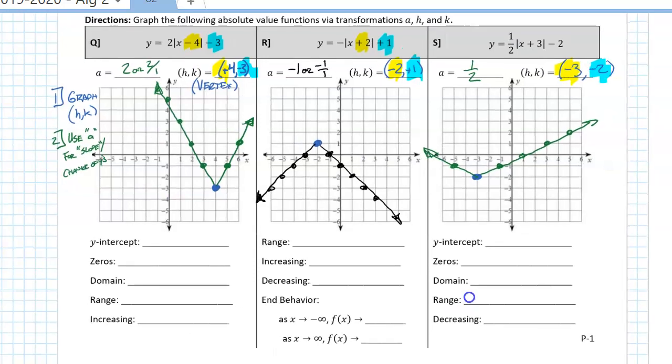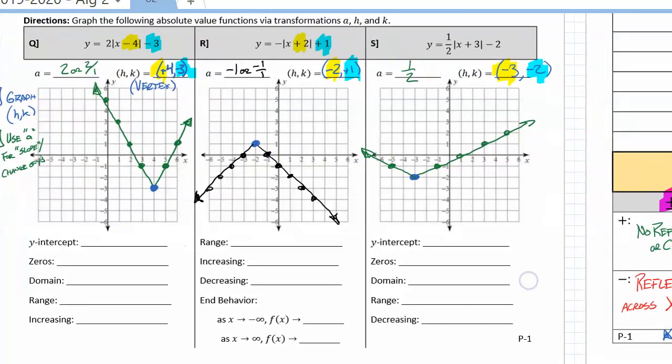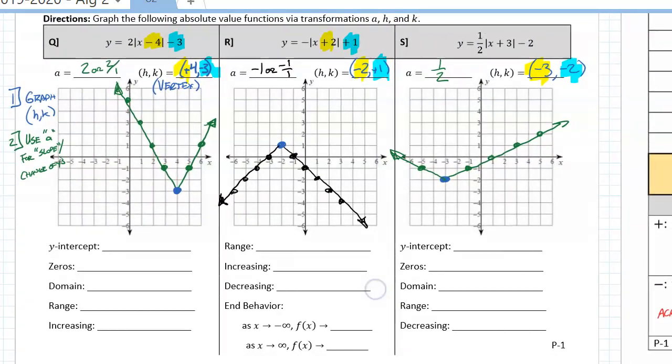From here, we should be able to identify all of our key characteristics for each graph. Y-intercepts where it crosses the y-axis, zeros, another word for x-intercepts, domain, range, increasing, and end behavior. Take a moment and see if you can fill those out. Pause the video and give it a try.